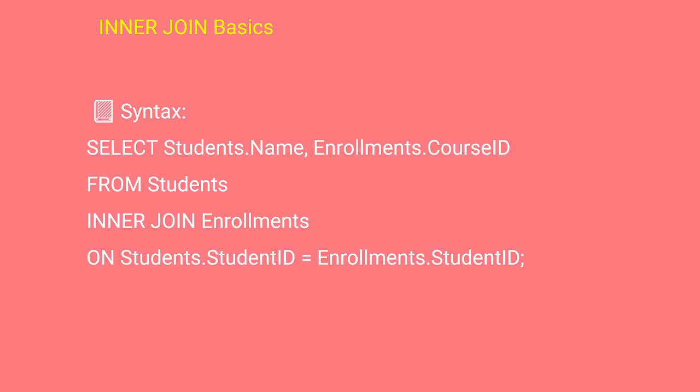An inner join returns only the rows where there is a match in both tables. In this example, we see students who have enrollments. Students without enrollments will not appear.